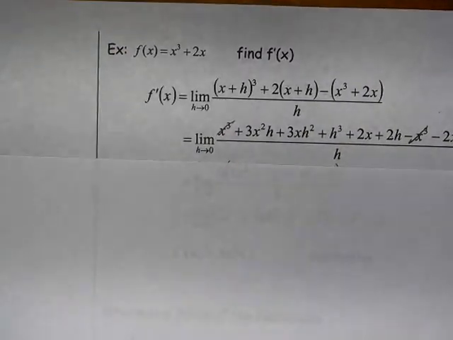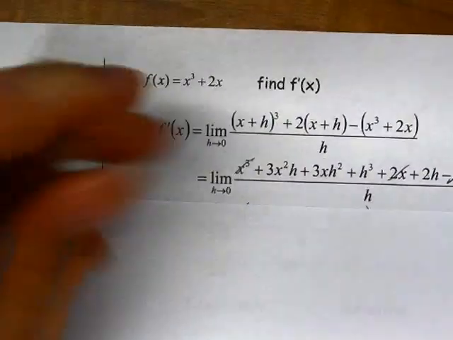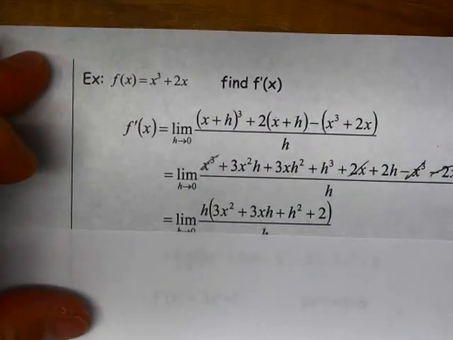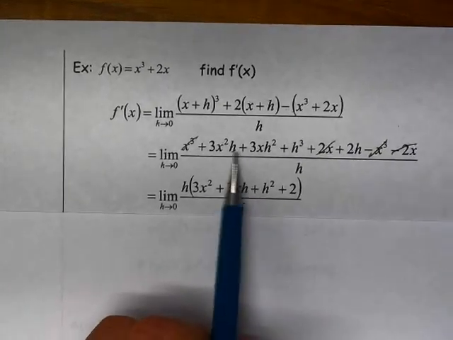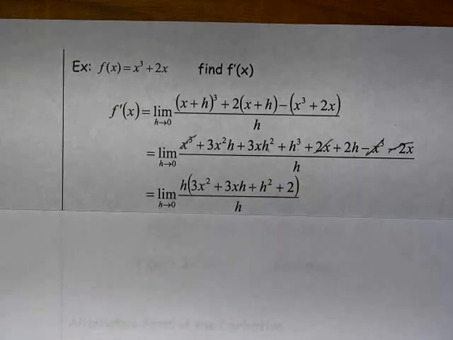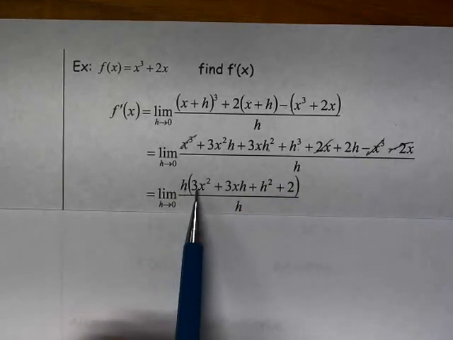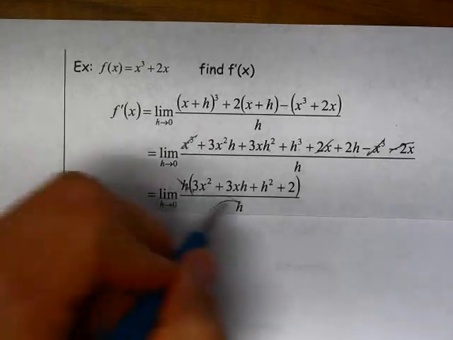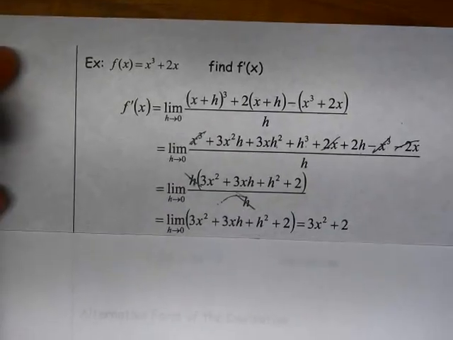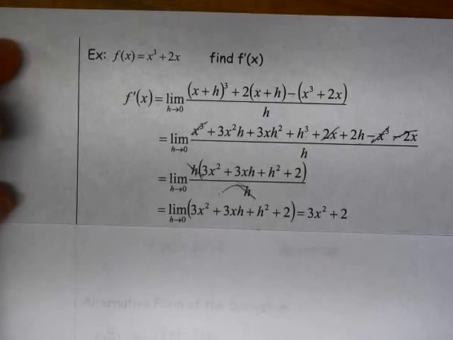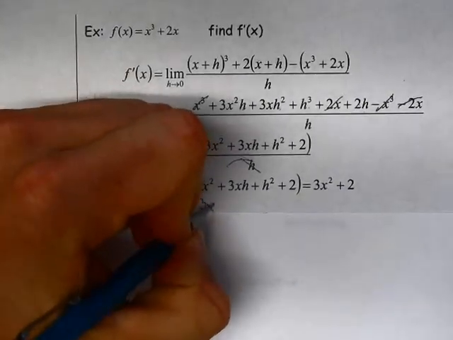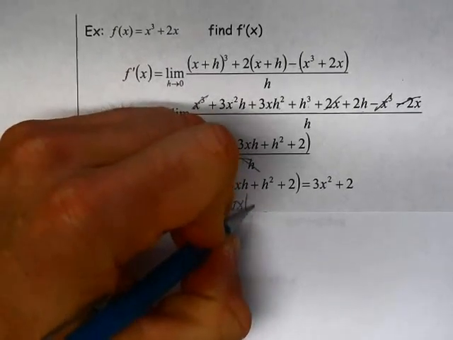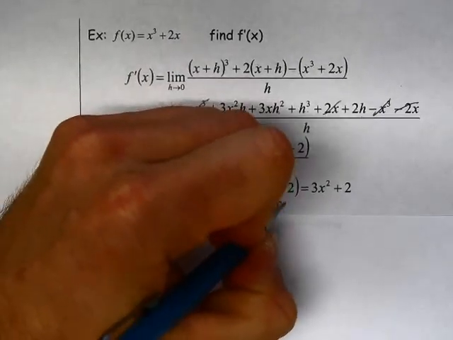x cubed, 2x minus 2x, and all the terms that are left have an h that can be factored out, and then those h's will cancel out. I'm left with this expression, and again here now I'm at this point where I can just evaluate this limit by direct substitution.